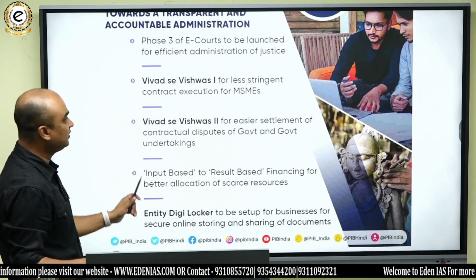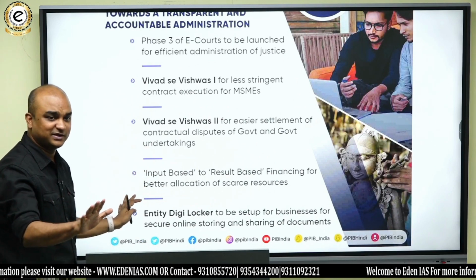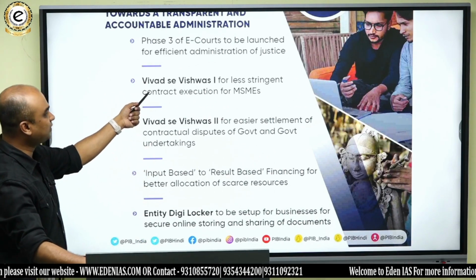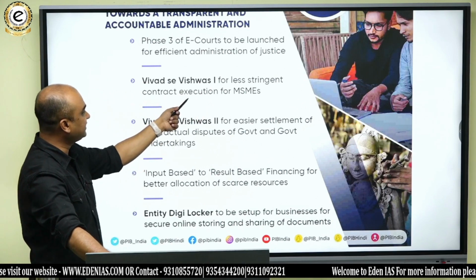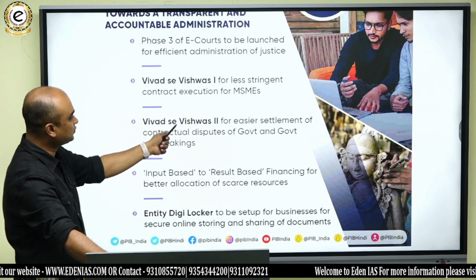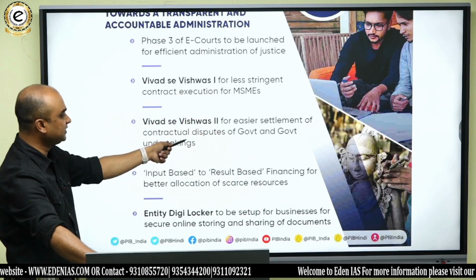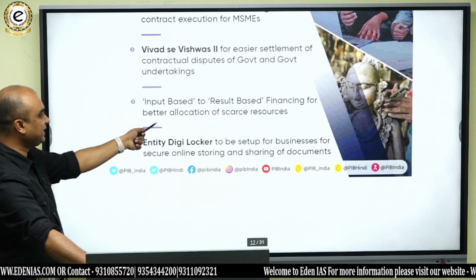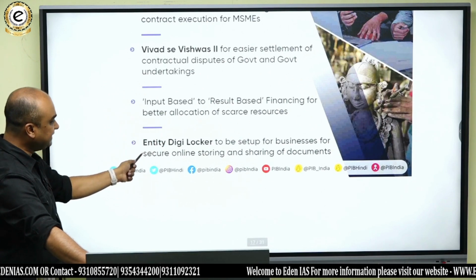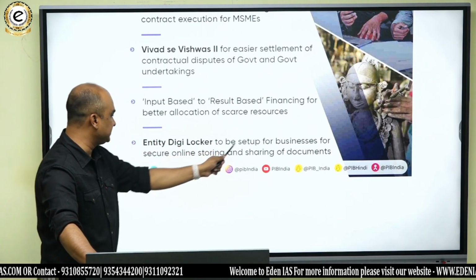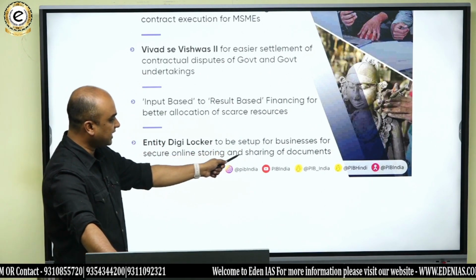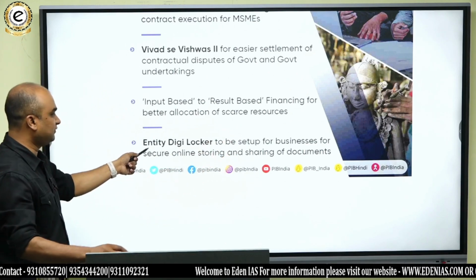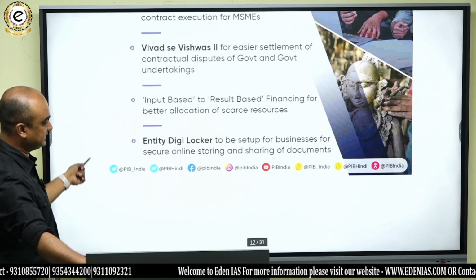Unleashing the potential towards a transparent and accountable administration, phase 3 of e-courts to be launched for efficient administration of justice. तो कुछ नहीं हो तो बस ये स्लाइड्स पढ़ लेना, वो भी काफी हो जाएंगे। विवाद से विश्वास phase 1 for less stringent contract execution for MSMEs, विवाद से विश्वास phase 2 for easier settlement of contractual disputes of government and government undertakings, input based to result based financing for better allocation of scarce resources, entity DigiLocker to be set up for business for secure online storing and sharing of documents, mostly obviously for MSMEs.